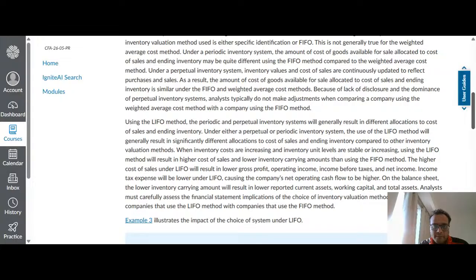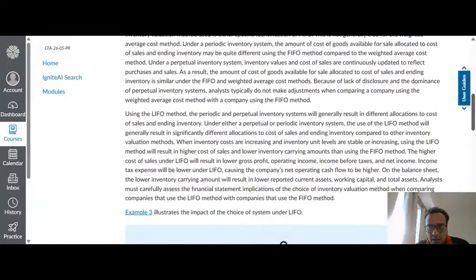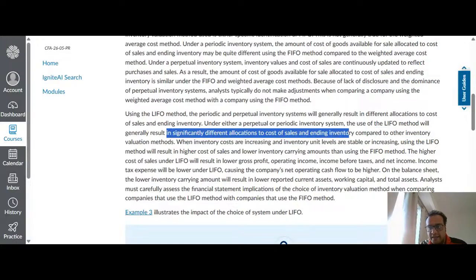Using LIFO, a periodic and perpetual inventory system will generally result in different allocations to cost of sales and ending inventory. Under either a perpetual or periodic inventory system, the use of the LIFO method will generally result in significantly different allocation to cost of sales and ending inventory compared to the other inventory valuation methods.